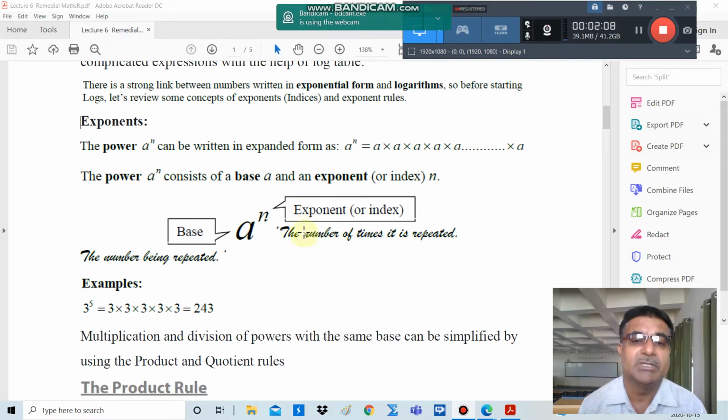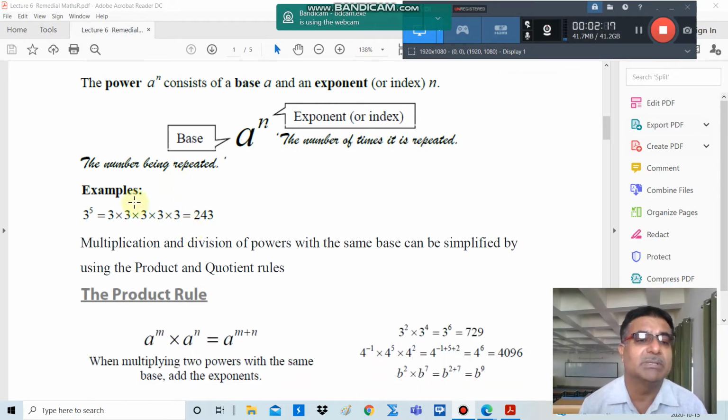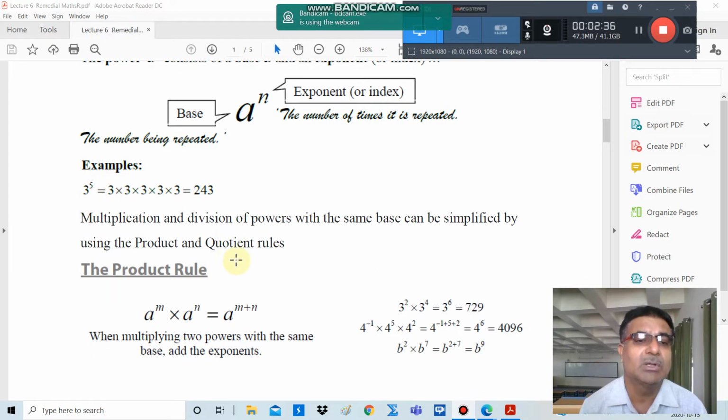In this simple figure, a is the base and n is the exponent. Okay, now examples. Suppose 3 to the power 5 is equal to 3 into 3 into 3 into 3 into 3. That is, 3 is multiplied 5 times and this will be equal to 243. So 3 to the power n is an exponent, or sorry, indices.